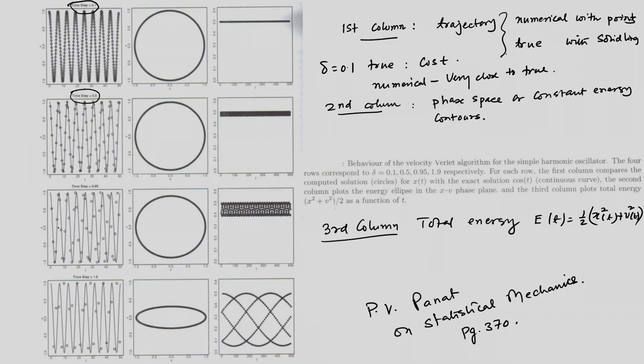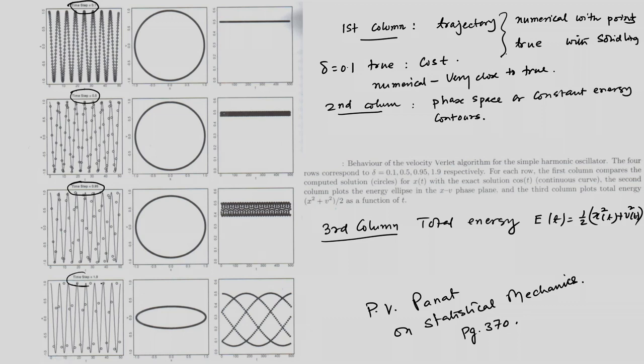And if one increases the time step to about 1, that is 0.95, one gets much fewer points, and they can still probably be approximated as some cosine t lines, because most of these are falling on this cosine t. However, the phase space trajectory, or the constant energy contour, is becoming a little elliptic. Not only that, the total energy is deviating from the value half, and it is spreading over say from 0.4 to 0.5 and so on.